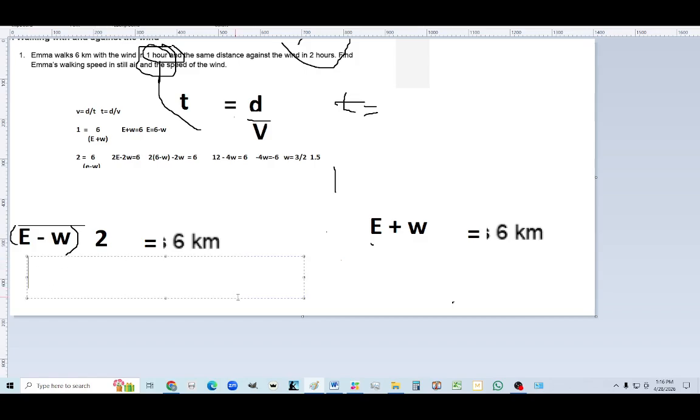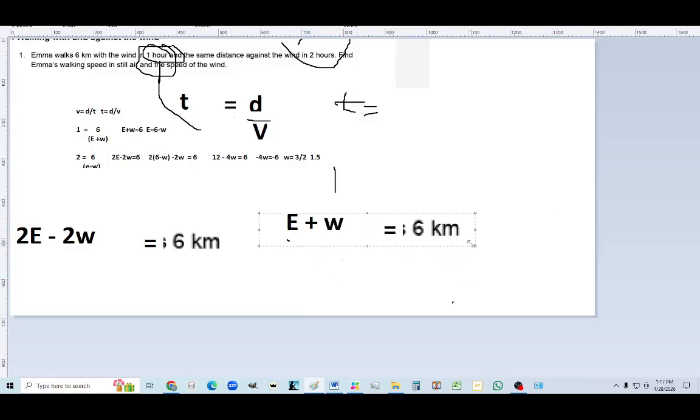2 times E, Emma's speed, is 2E. And 2 times the negative wind speed is 2W. So you get a slightly more complicated equation because it's got a 2 multiplying these things. So clearly the one on the right is easier to manipulate in terms of getting either W is equal to something or E is equal to something. It doesn't matter what you do.